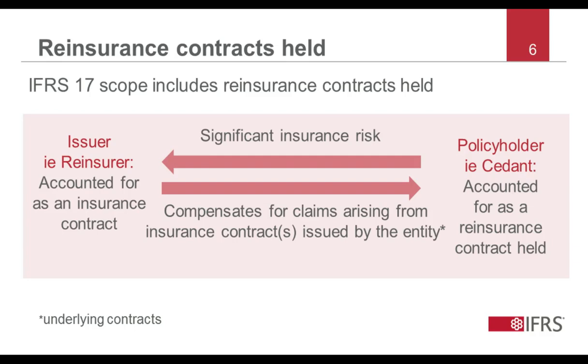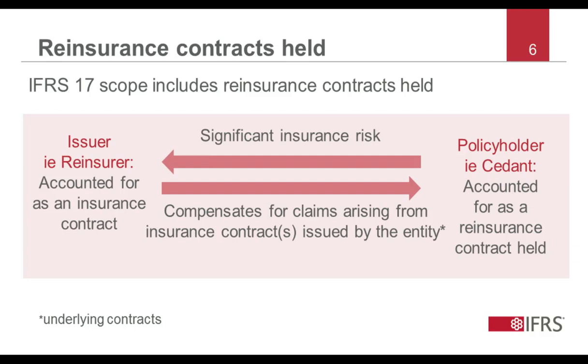An entity that issues reinsurance contracts is a reinsurer. An entity that holds a reinsurance contract is known as a cedant. We note that IFRS 17 does not use the term cedant, but we do so today for brevity.